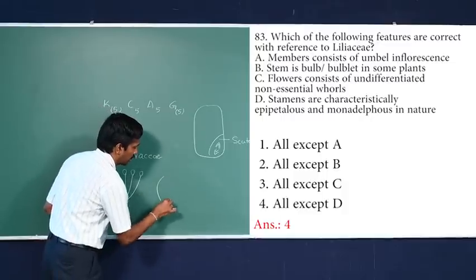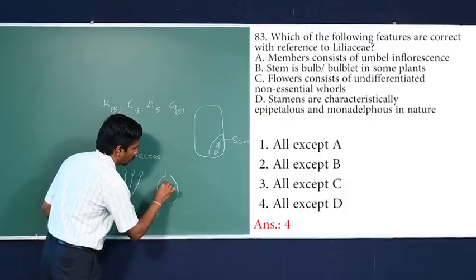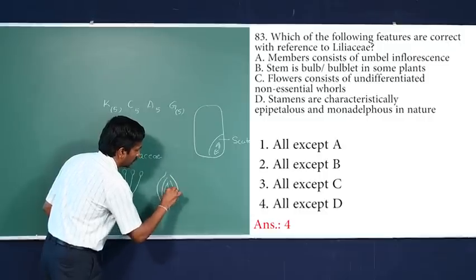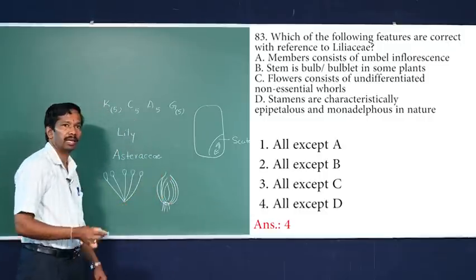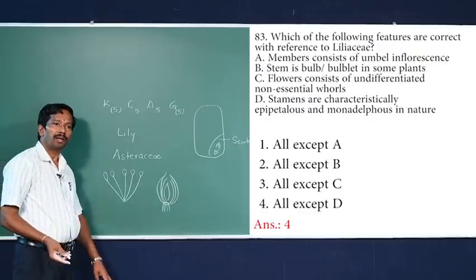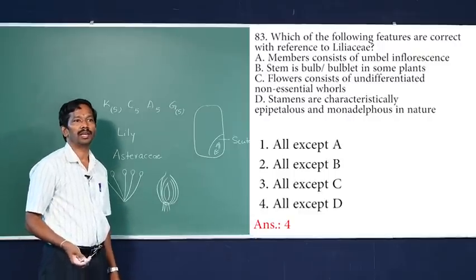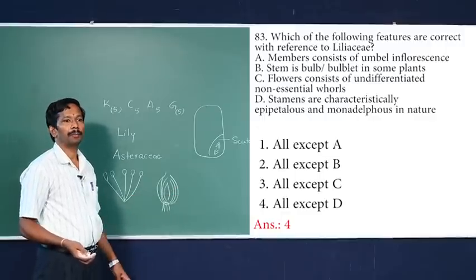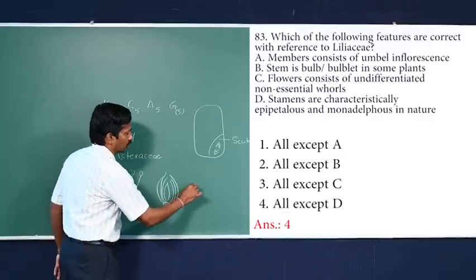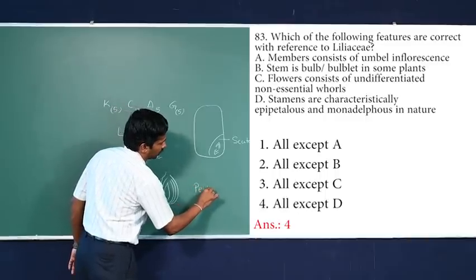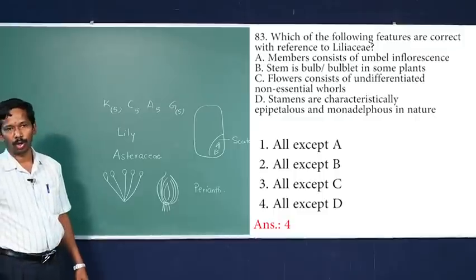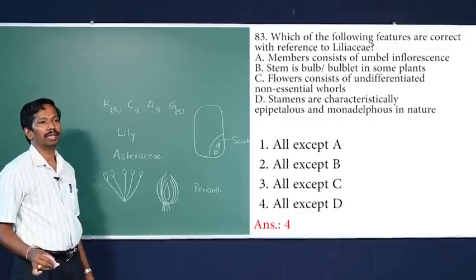So that again is also correct. In onion you can find condensed stem with fleshy leaves forming a bulb, or in garlic it is a bulblet. And C, flowers consist of undifferentiated non-essential whorl, that's also correct. That is representing perianth in the case of the member. Perianth is a characteristic feature of Monocotyledonous families, the majority of monocots. So that's also true for Liliaceae.